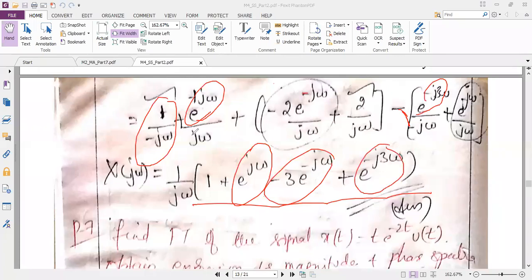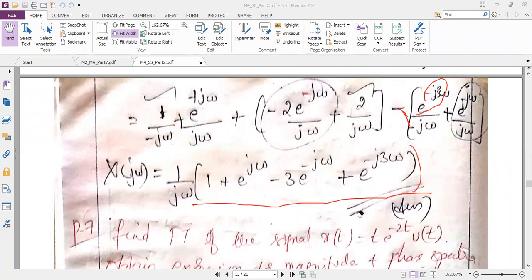And if you see in all the terms, j omega is coming common. So if you take j omega outside, the first term becomes 1 plus e power j omega minus 3 e power minus j omega plus e power minus j 3 omega. I hope there is no confusion here. And further, I have not done one more step, but that is possible. Can anybody guess? Or that is optional also.